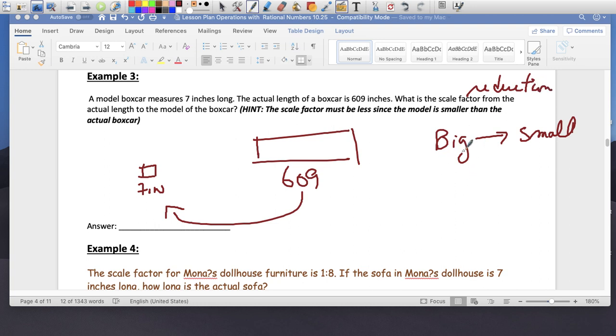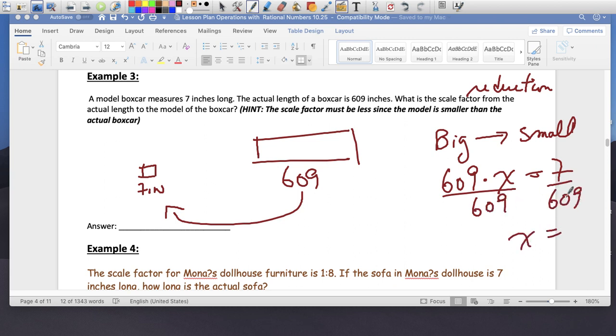So if it's a reduction, the big one was 609 times x equals, what's the small one? Equals 7. Divide by 609. So our scale factor going from big to small, can we simplify this? 609 divided by 7. Yeah, we can. So it's going to be 1 over 87.